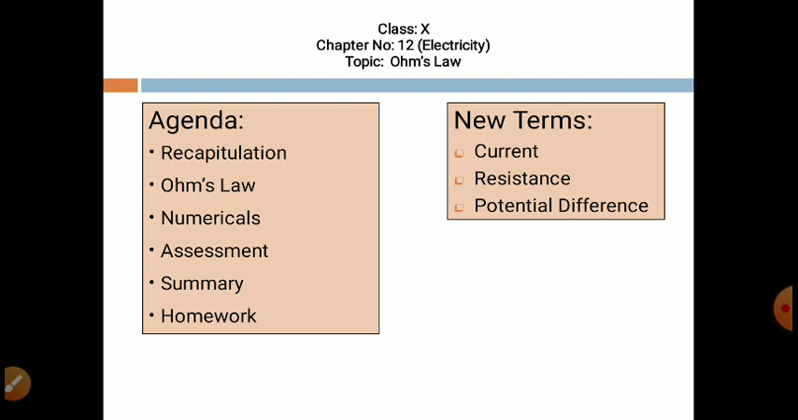Resistance. The second new term is resistance. Resistance is to resist, that is, it is an obstacle. It obstructs. Now in this chapter, electricity, what will be the obstacle? The obstacle will be to the flow of charge.